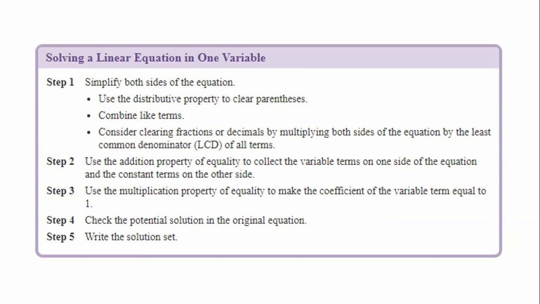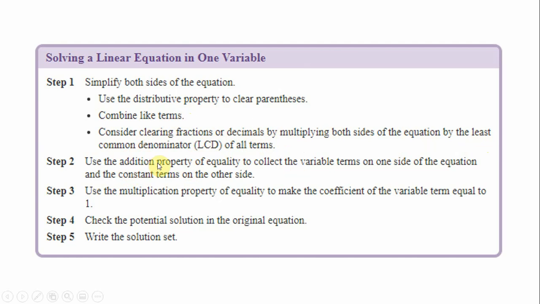So here are the steps that we're going to try to follow when we're solving a linear equation in one variable. We're going to simplify both sides of the equation. So if there are any parentheses or brackets, we're going to clear those. Combine like terms. Consider clearing fractions or decimals by multiplying both sides of the equation by the least common denominator of all terms. If I've got decimals, I want to multiply by a power of 10 that gets rid of all the decimals.